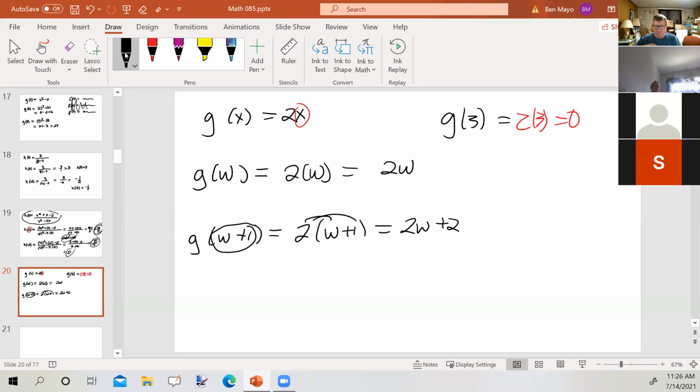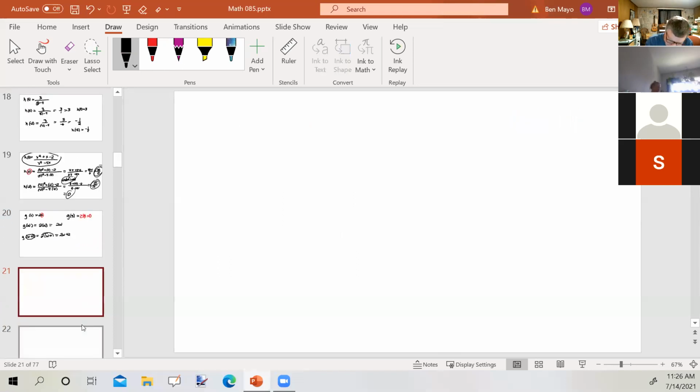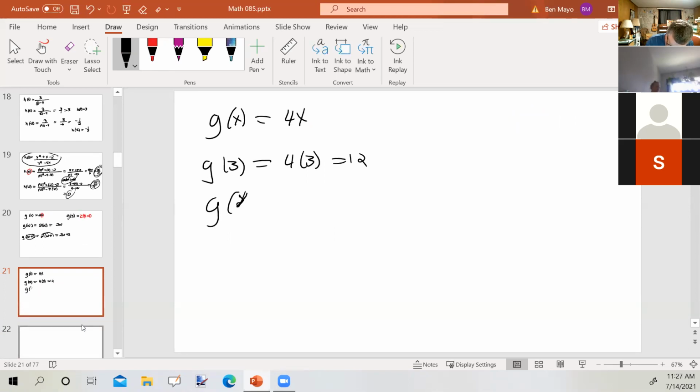How are we doing? How about this? Let's say g of x equals 4x. What would g of 3 equal? That would be 4 times 3 equals 12. What would g of star equal? That would be 4 star.